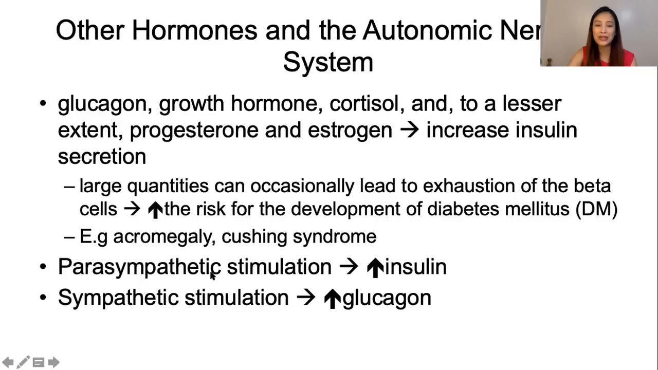Parasympathetic stimulation, on the other hand, increases insulin. Remember, parasympathetic is rest and digest. So when you eat, it promotes insulin secretion. If it's sympathetic, it promotes glucagon secretion, because in sympathetic, remember, it's fight or flight. You want glucose in order to power yourself from running away from the lion. So you need glucagon.